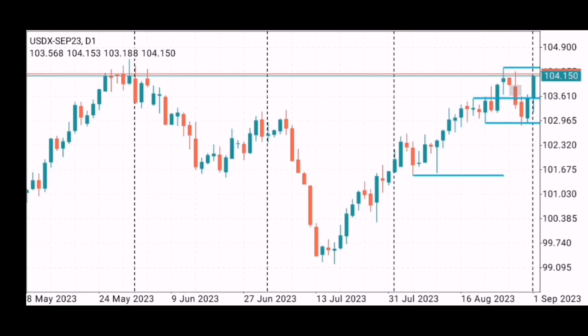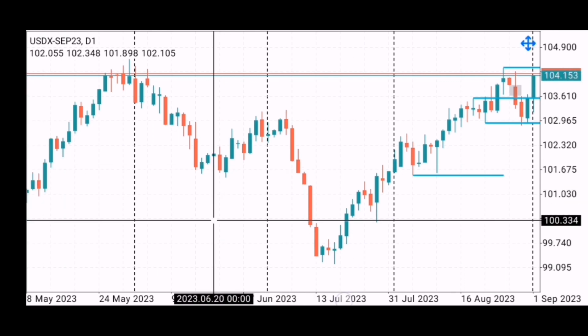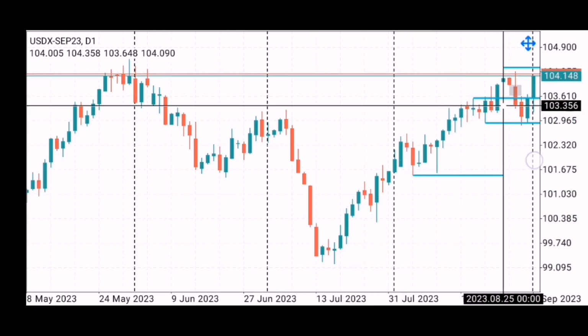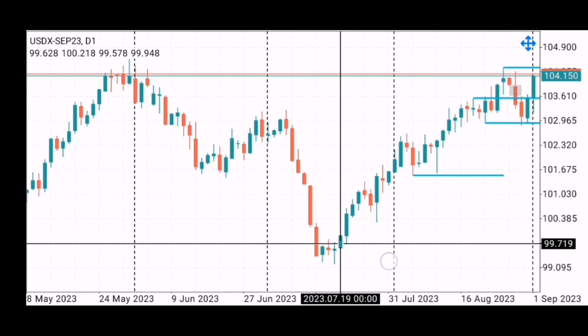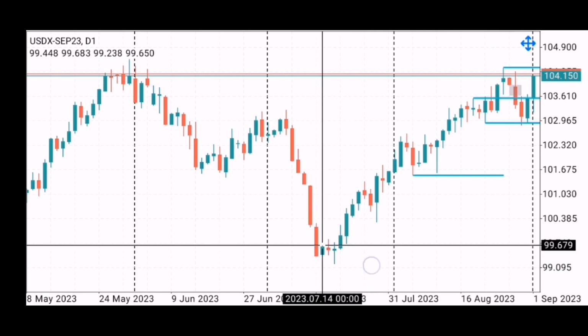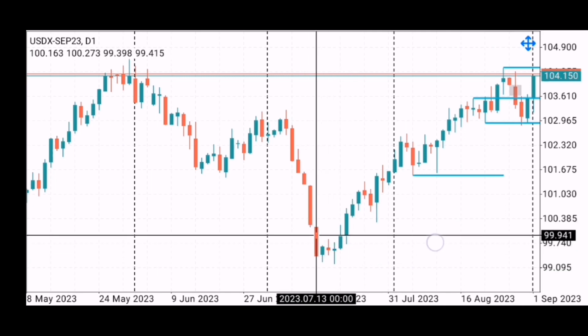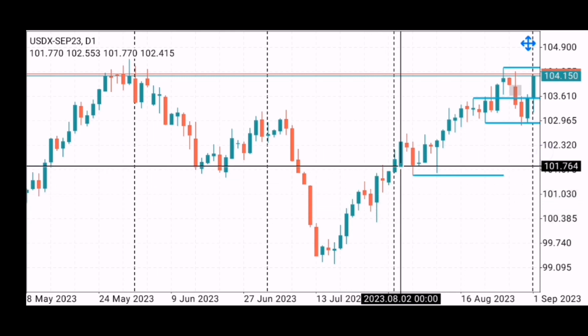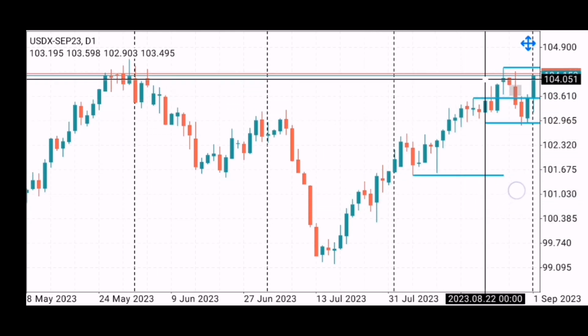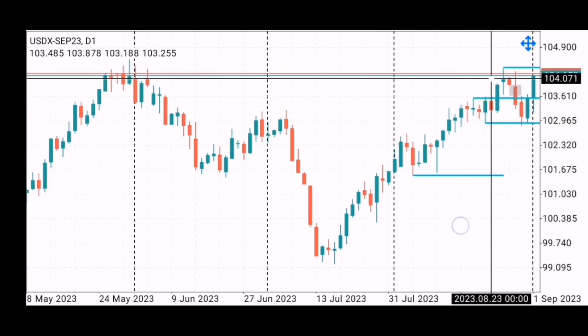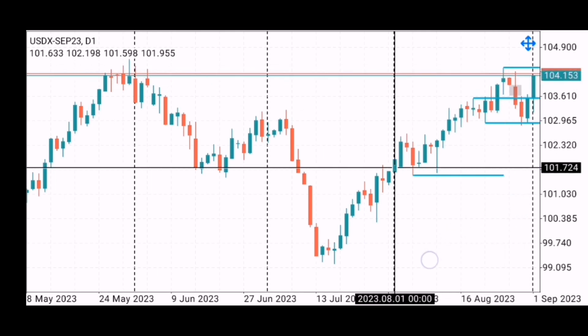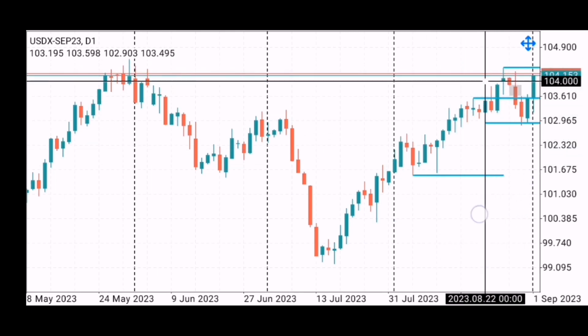All right, before me I have the dollar index, and what we can see on the daily time frame of this market is how price has been practically very bullish. As you can see, the move to the upside since mid-July, all the way to right now, the 1st of September, price has been pretty much bullish.